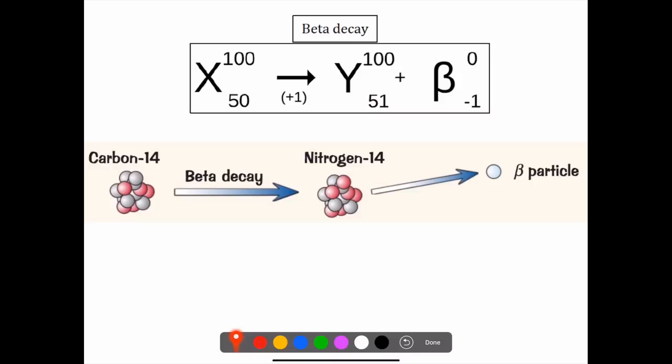Also, if they ask you what happens to a nucleus during beta decay, you say that a neutron has turned into a proton. That is what happens during beta decay. A neutron has turned into a proton, and at the same time an electron, which is a beta particle, has been released.